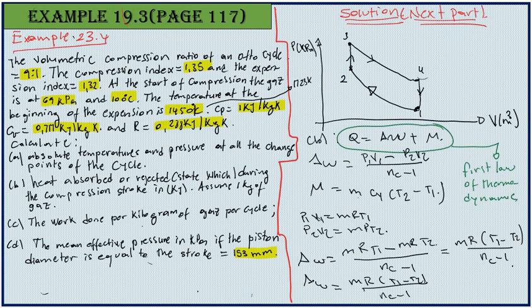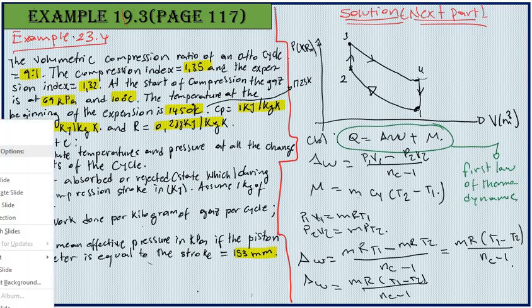Now they don't want me to determine the work done. They want me to determine the heat absorbed or rejected. But since I know that the heat is given by this relation, the work done plus the internal energy, this is called the first law of thermodynamics. So I'm going to go to the new slide.